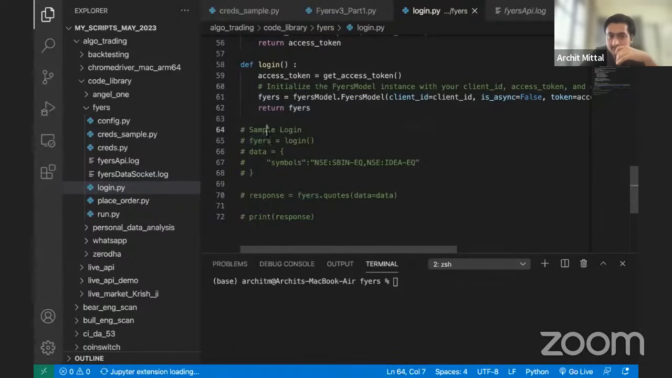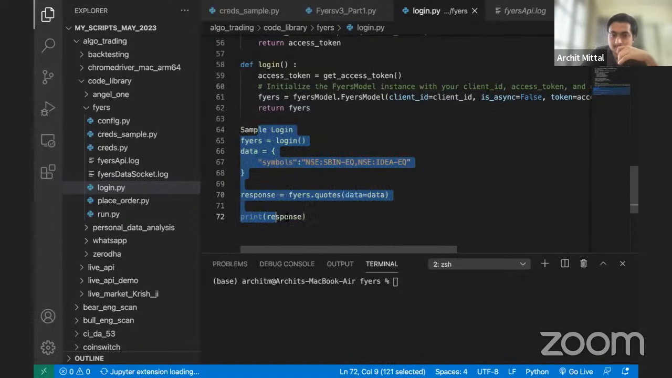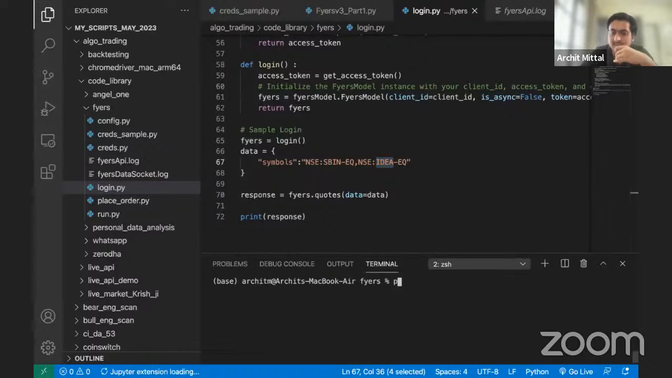Let me show you something. So basically, let's try to run this. What I'm doing is I'm getting the waiter. I'm giving the box login. I'm saying these are my symbols, SBIN or IDEA, and give me the data. What are the quote prices for these? Let's try to run this.